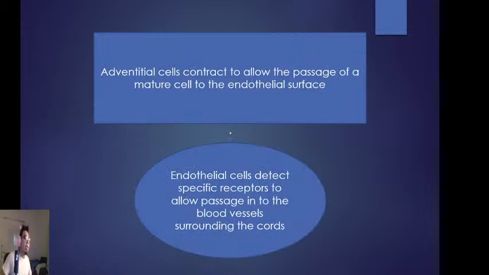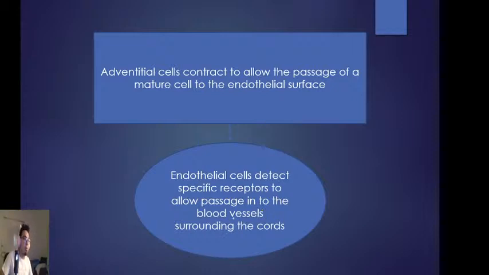Alright? Adventitial cells allow contact passage through the endothelial surface. The endothelial cells detect a specific receptor to allow passage into the blood vessels surrounding the cords. We're going to talk later on about what specific receptors there are, but overall, it's a pretty straightforward interaction between the adventitial cells and the endothelial tissue. So, adventitial cells allow the passage of mature cells into the endothelial surface. The endothelial surface detects specific receptors to allow the passage into the blood vessels surrounding the cords.